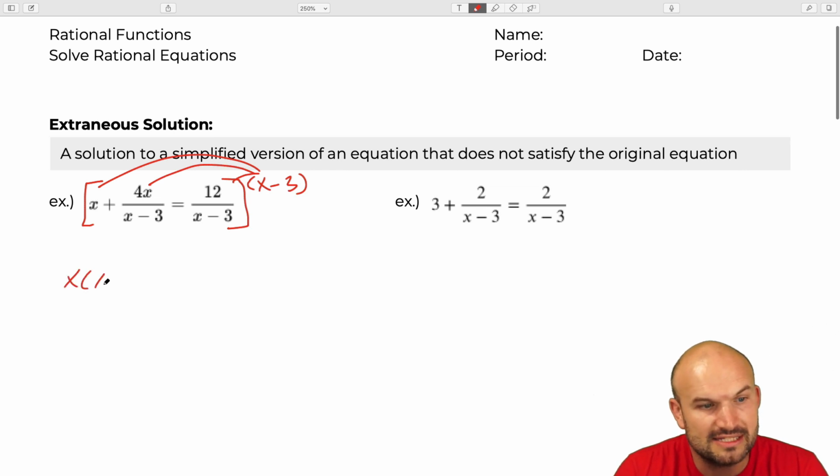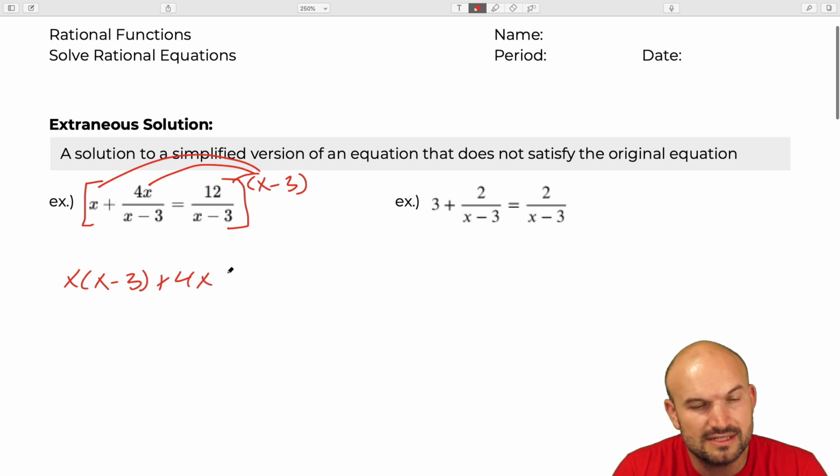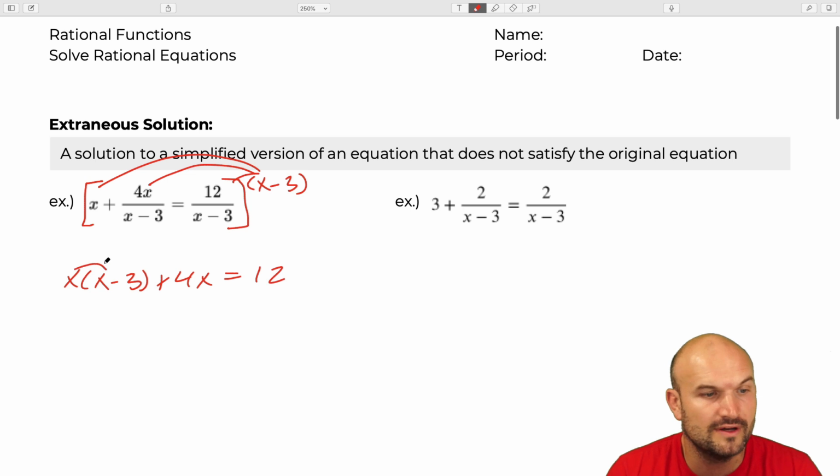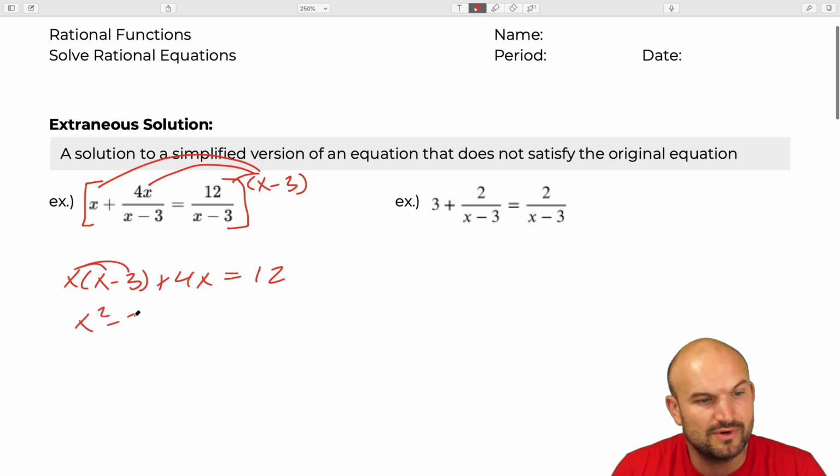So when I multiply everything times x minus 3, and I mean everything times x minus 3, I'm going to get an equation x times x minus 3. Here the x minus 3s would divide out, so I'd be adding a 4x. And then here the x minus 3s go ahead and divide out again, and you get a 12. You could go ahead and distribute here, x squared minus 3x plus 4x equals 12.